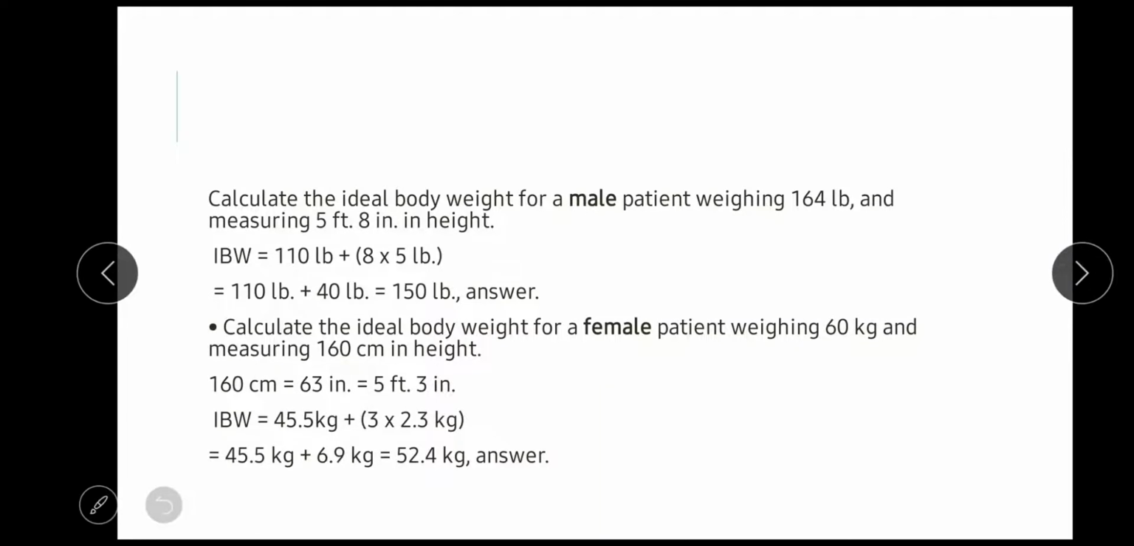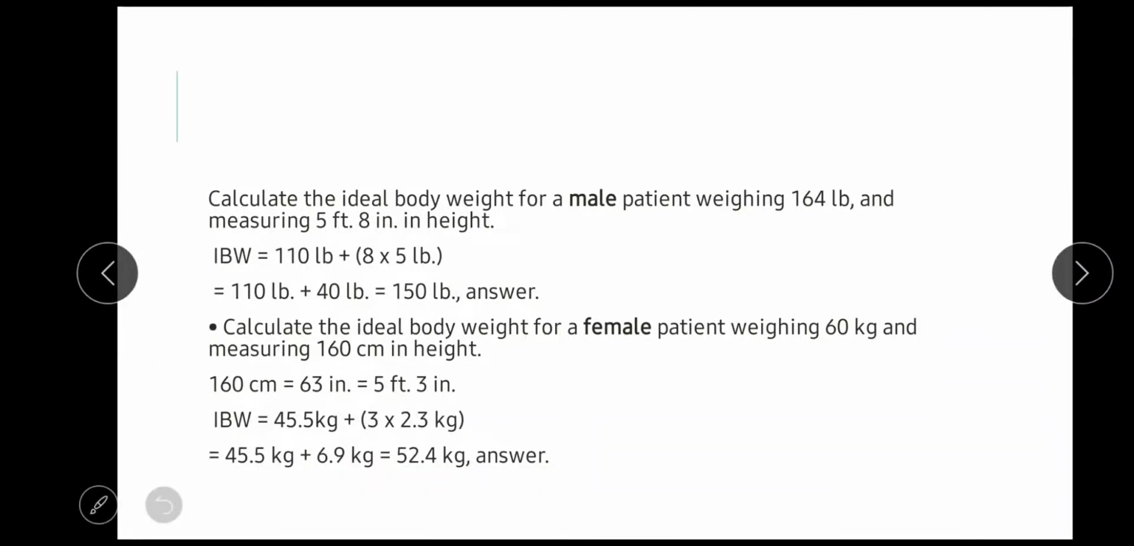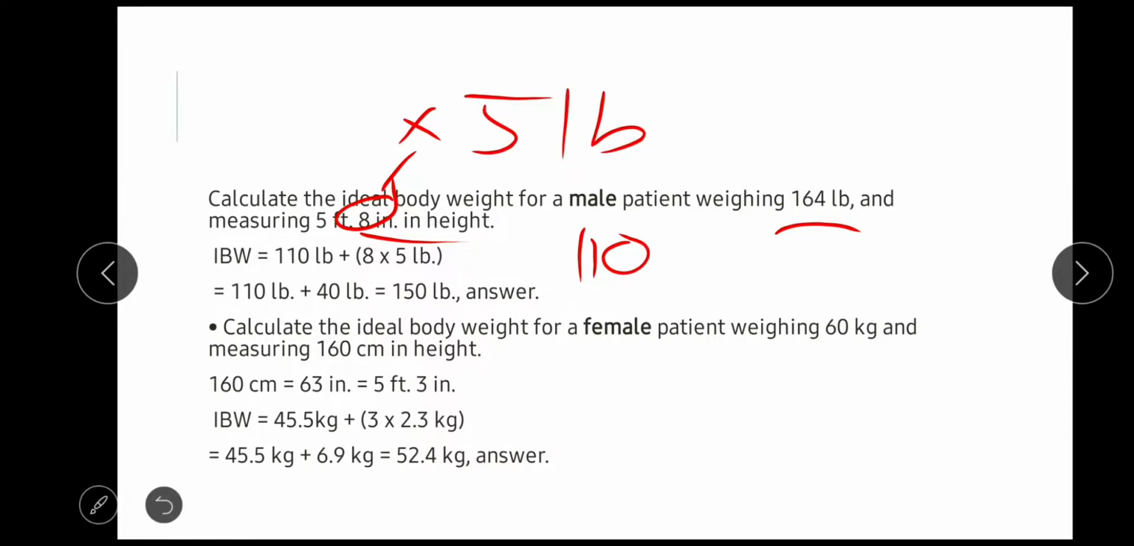For our first example, calculate the ideal body weight of a male patient weighing 164 pounds. So, pwede namang pounds. Tapos, ang height na is 5 feet and 8 inches. So, ang labis natin, 8 inches. 110 pounds. Kung lumampas sa 5 feet, yung inches na yon, ita-times lang natin sa 5 pounds. 8 times 5 equals 40. 110 plus 40, 150. Kung male kasi tayo.